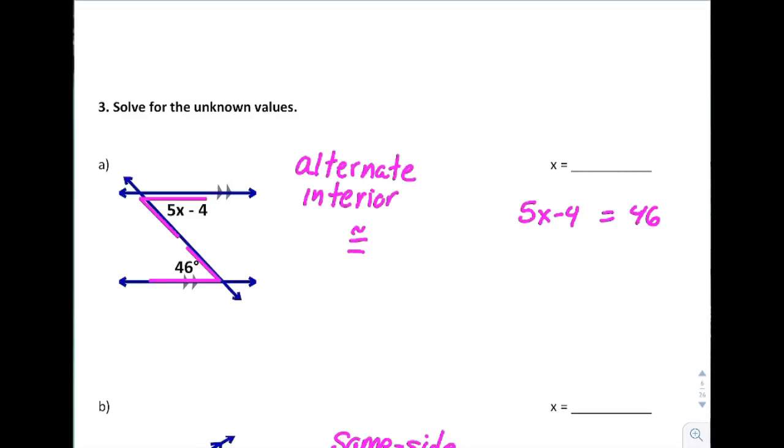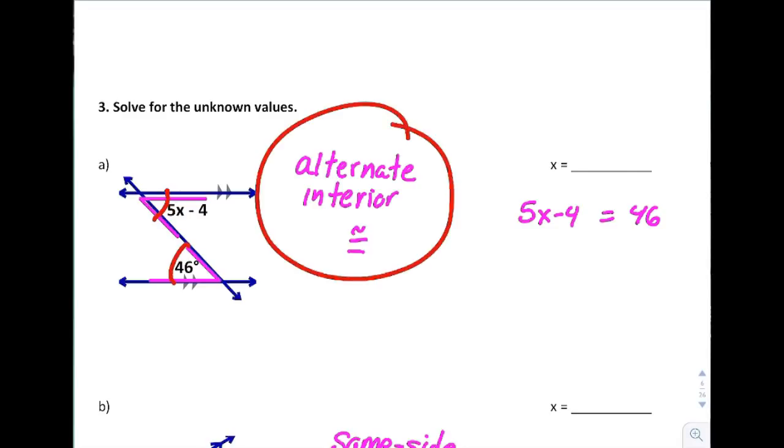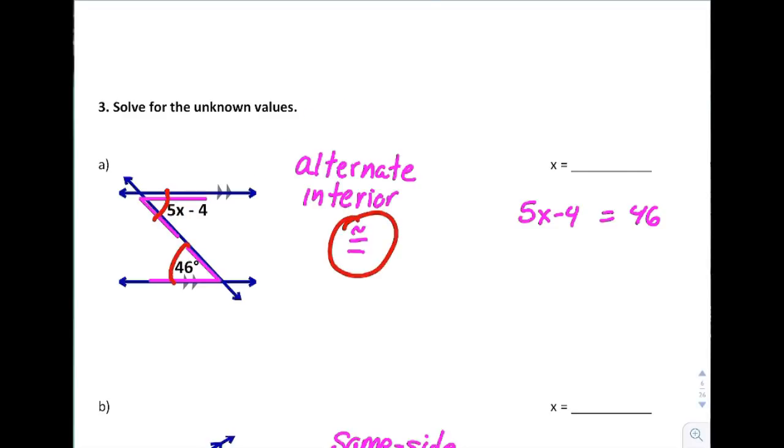So in number 3, we add in some algebra. We're calling one angle 5x minus 4. We're calling the other angle 46. Well, they look like alternate interior angles. Alternate interior angles are congruent. You can almost tell by looking at them. They're both acute, which means they're equal when you have parallel lines. So you're saying that one of them equals the other one. That's how you write the equation, and you go ahead and solve it.